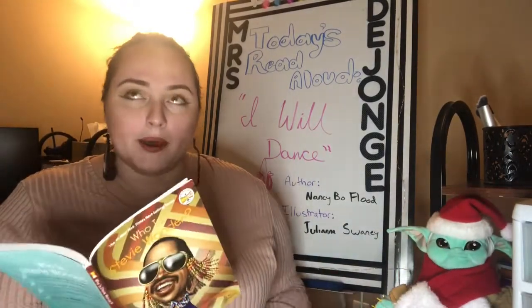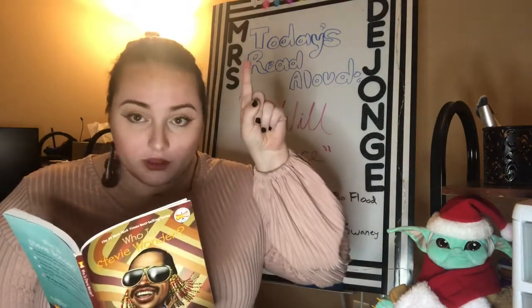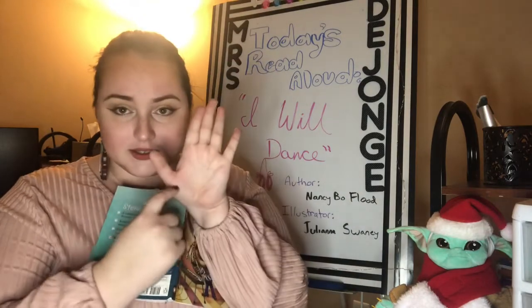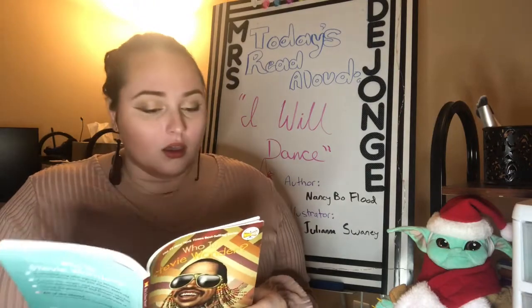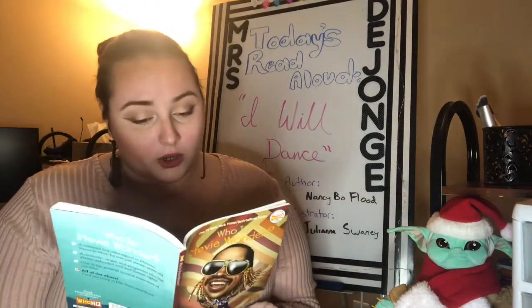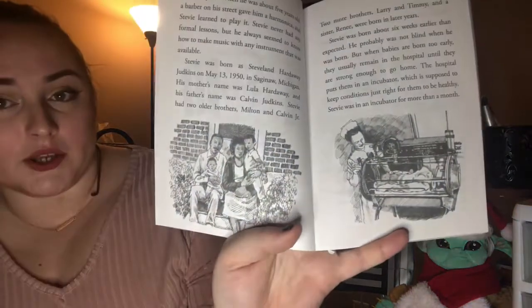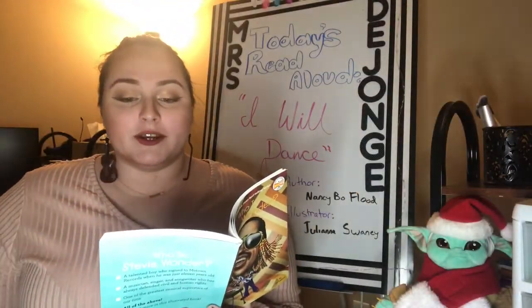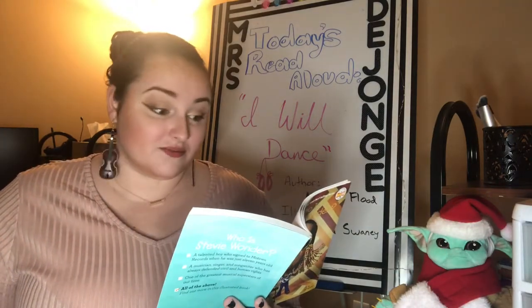Saginaw is about 45 minutes north of us in Fenton. So if you looked at a mitten, if Fenton's here, Saginaw is like right here. His mother's name was Lula Hardway, and his father's name was Calvin Judkins. Stevie had 2 older brothers, Melton and Calvin Jr. 2 more brothers, Larry and Timmy, and a sister, Renee, were born in later years. So that was 5 brothers and sisters.